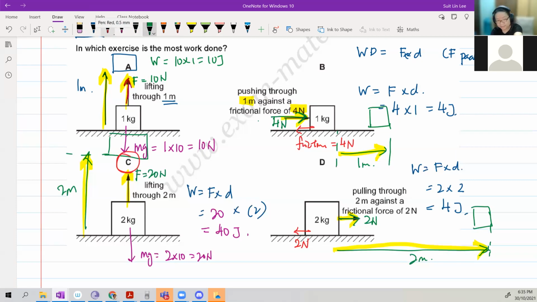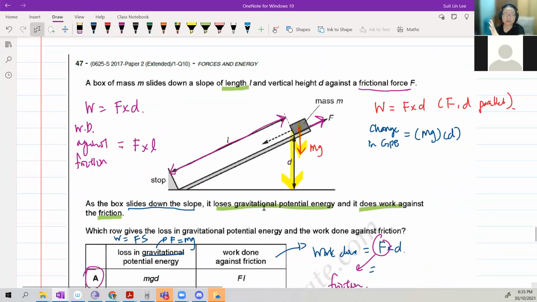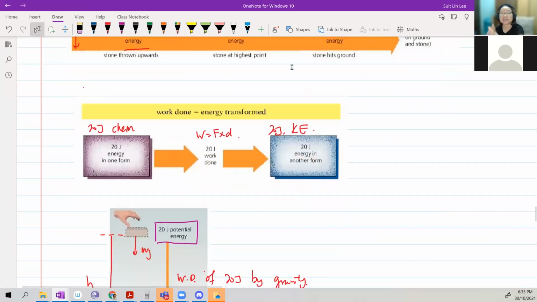That's it for today. What we have learned is that there are different types of energy, and whenever there is energy transfer from one type to another type, there is work done, and we can calculate the work done using force times distance. Be very careful to make sure that force and distance are parallel. Also finish your impulse work, okay?